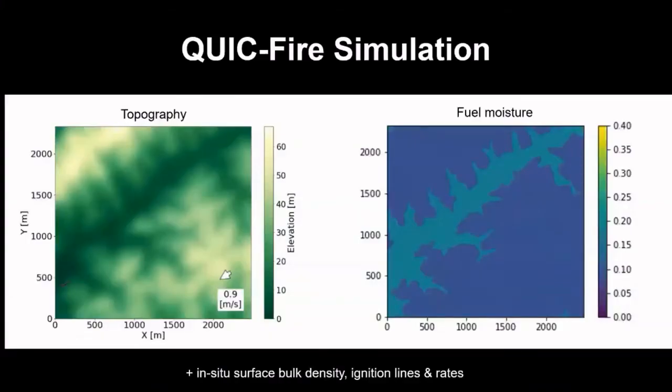And so for our QuickFire simulation, we knew that fuel moisture was going to be higher in those bottomland areas. So you can see that there in the teal area on the right, and then that darker blue is more of the upland area. And within this, we of course incorporated our field data of surface slope density. We actually had ignition lines and ignition rates.